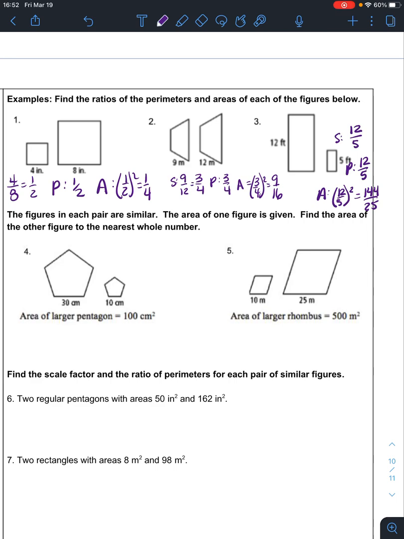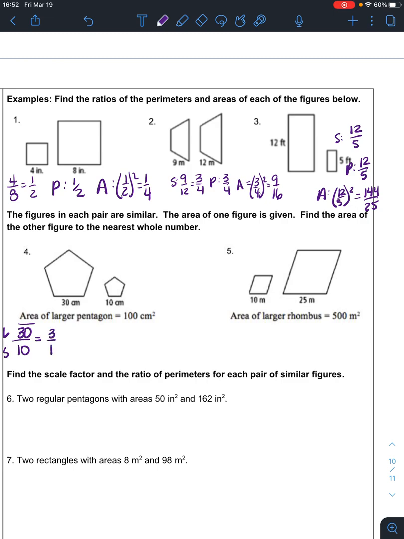So it says 2 figures in each pair are similar. The area of one figure is given. Find the area of the other figure to the nearest whole number. So if I want to know area, that means I need to square what happens to the sides. So first let's figure out what happens to the sides. So I'm going to do my large side over my small side. Large over small. So you just kind of remember, large over small.